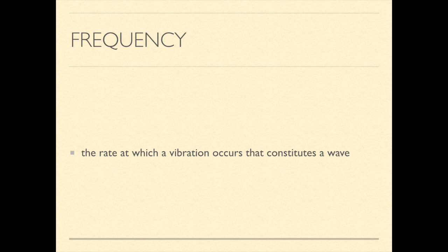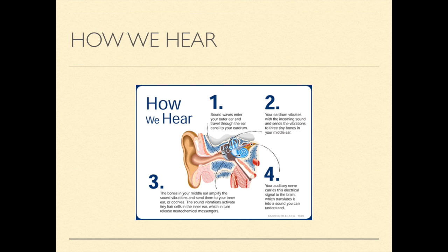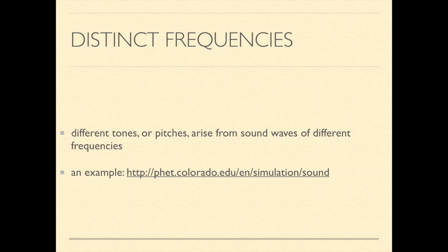So frequency can be described as the rate at which a vibration occurs that constitutes a wave. In our case, sound waves. So we hear by having sound waves enter our ear and vibrate our eardrum. So these vibrations are quite important, and the rate at which these vibrations occur are also important. So we can hear different tones or pitches when we have different waves with drastically different frequencies.